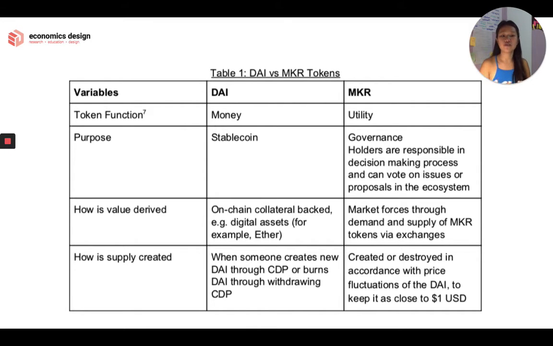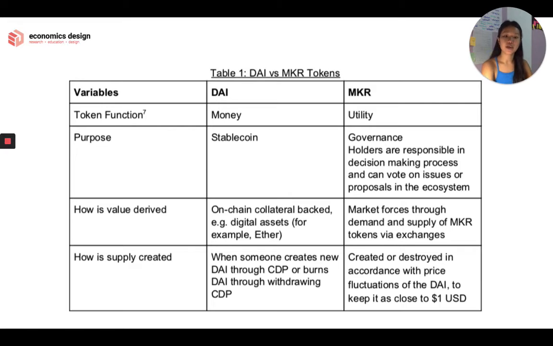MKR's value is derived by supply and demand of MKR tokens via exchanges. There is a fixed amount of MKR tokens available, and it will be burnt or minted when necessary. How is supply created? DAI is created when someone puts collateral in a CDP, and then you can generate DAI from there. Or you give DAI to the CDP, it burns that DAI, and then it returns collaterals to you. So you can create or burn DAI using CDP.